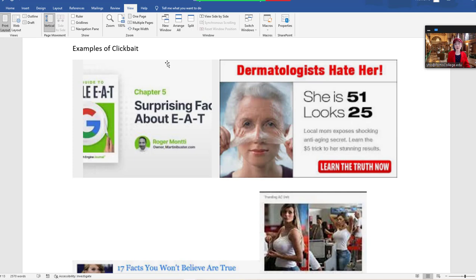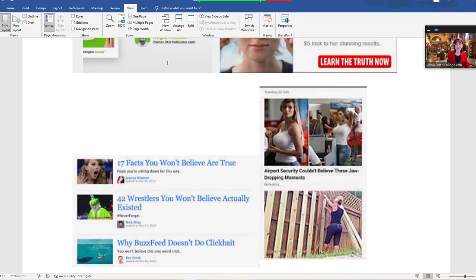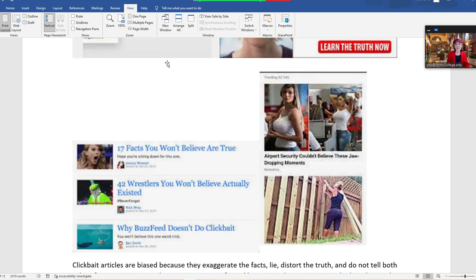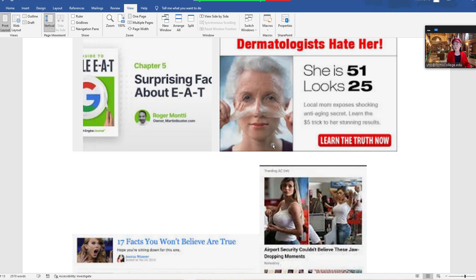Why is this biased? Okay, so these are known as clickbait articles, because anytime you click on it, somebody makes money off of you. So these people have an agenda, so why should you believe in them? That's called a clickbait article. 17 facts you won't believe are true. 42 wrestlers you won't believe actually existed. Why BuzzFeed doesn't do clickbait, and so on. Learn the truth now.